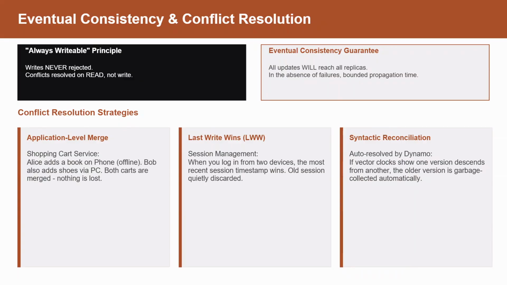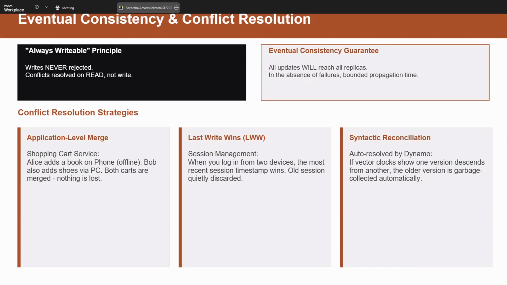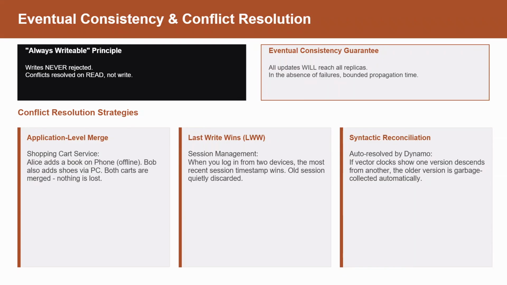The third one is syntactic reconciliation, which is handled automatically by Dynamo. If vector clocks show one version clearly descends from another, the old one is garbage collected automatically. So Dynamo uses vector clocks to detect conflicts precisely and resolve them through eventual consistency with smart merge strategies. This is what guarantees the shopping cart is always available and never loses our data, even during failures.